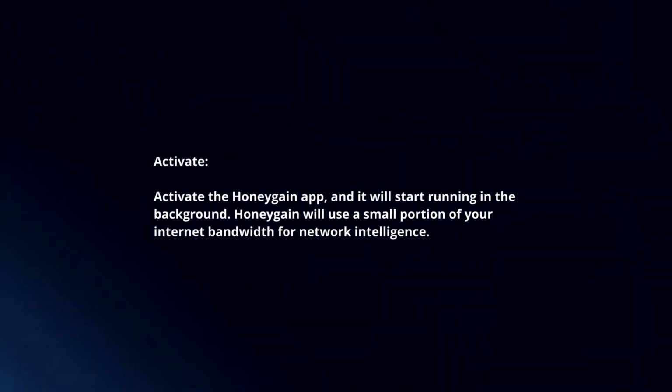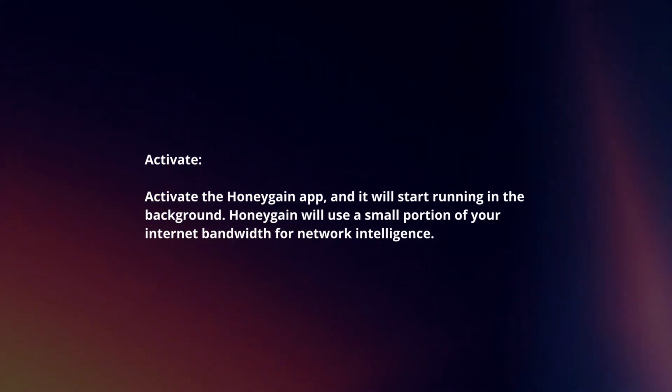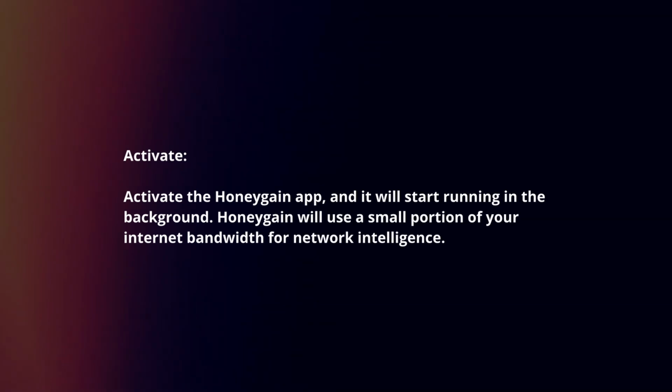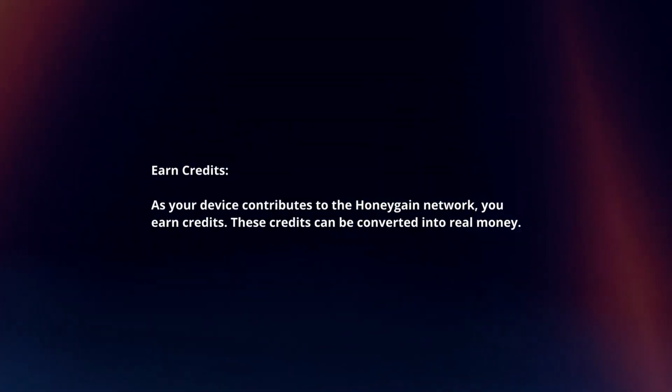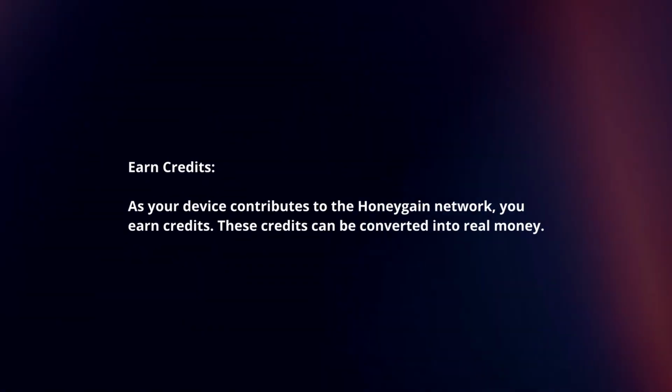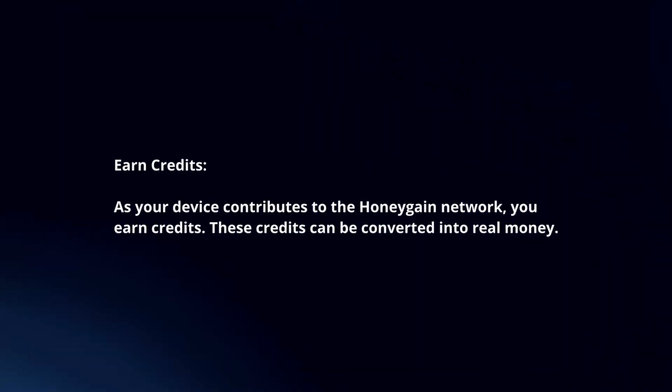Activate. Activate the Honeygain app and it will start running in the background. Honeygain will use a small portion of your internet bandwidth for network intelligence. Earn credits. As your device contributes to the Honeygain network, you earn credits. These credits can be converted into real money.